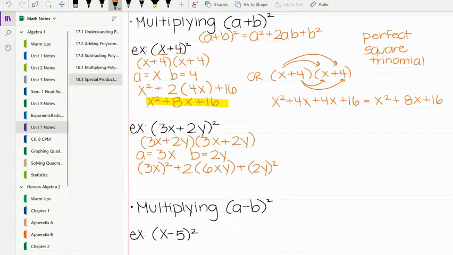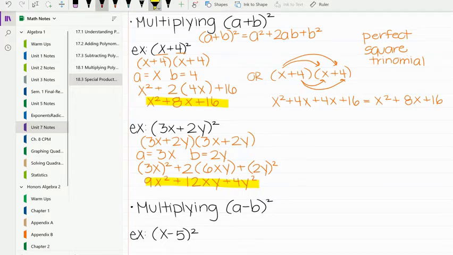If I simplify that, when I have an exponent on the outside, I have to distribute it to both pieces, so this would become 9x squared, then plus 12xy, since 2 times 6xy is 12xy, plus (2y) squared would become 4y squared. That one's a little tricky.